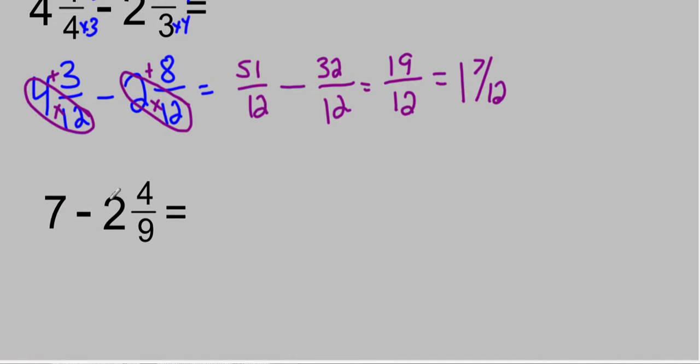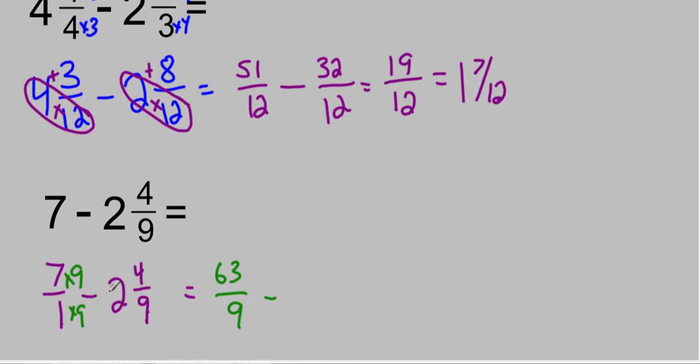Same thing here. First step, find common denominator. So I'm going to start by writing my 7 as a fraction, 7 over 1, minus 2 and 4/9. So I want to get a common denominator for my two fractions. 1 and 9, well, I can use 9 as a common denominator. So I'm going to change my 7 over 1 into a denominator of 9.